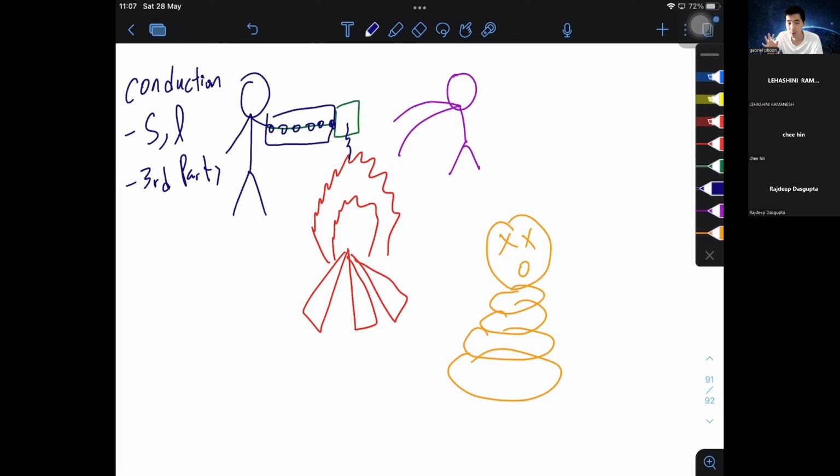Okay, so always remember, guys, conduction is basically usually occurring in solids and liquids, and it will always transfer from the hot end to the cold end. It requires a third-party object for it to get heat.